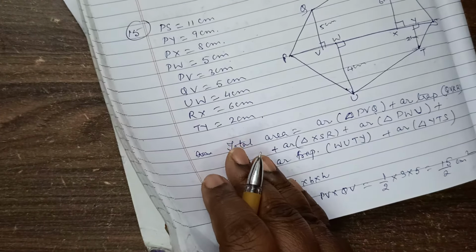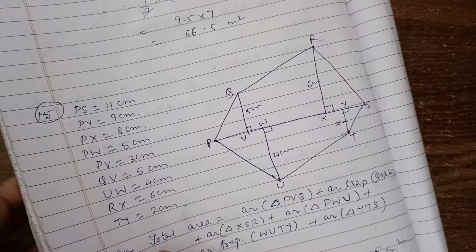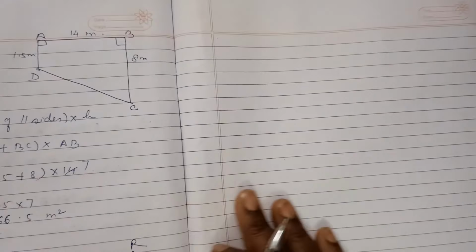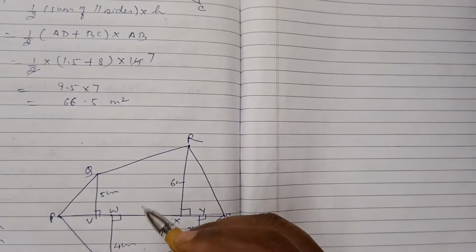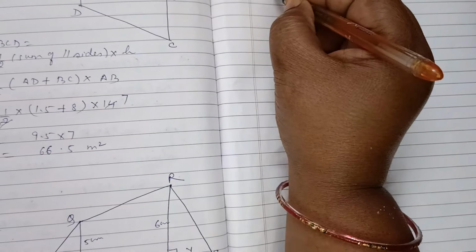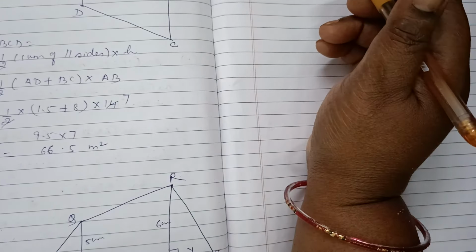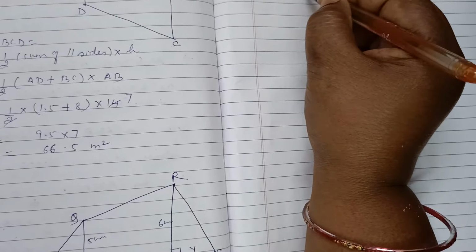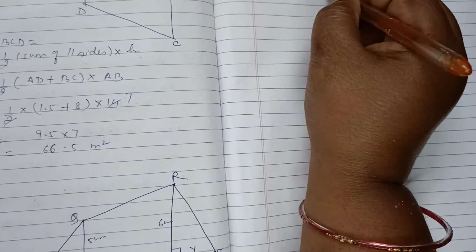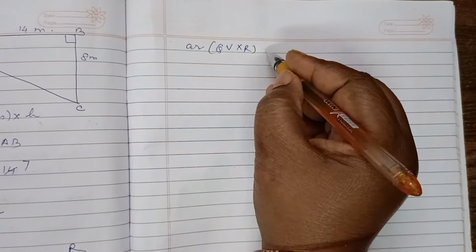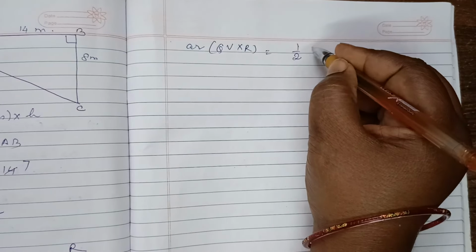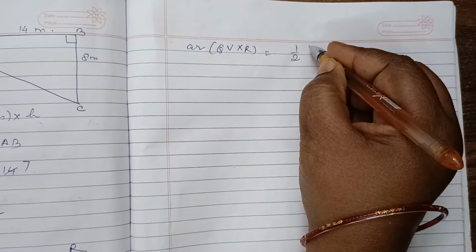Now we will find out the area of trapezium. This trapezium, okay? We'll find out the area of this trapezium. Now area of trapezium QVXR is equal to half. We know that it is equal to sum of parallel sides into height.